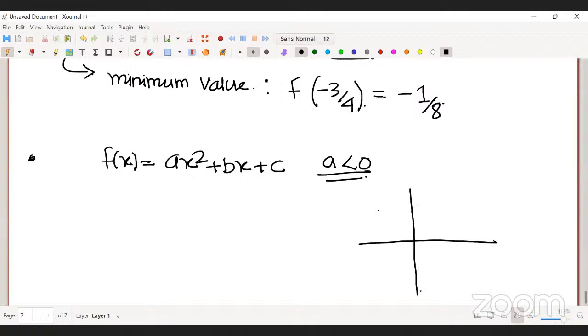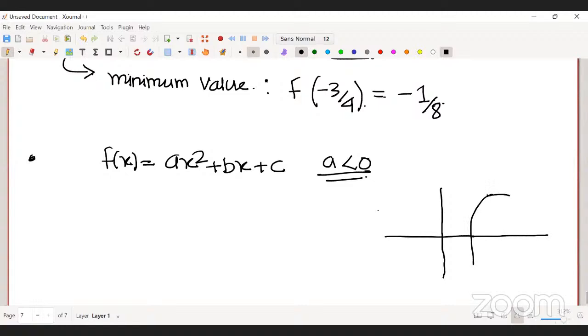If a is less than 0, then how will the parabola be? Downward open. That means it has a maximum value, right? Let me draw it slightly differently. Every time you are thinking that this y-axis is its axis of symmetry, then it will have a maximum value.